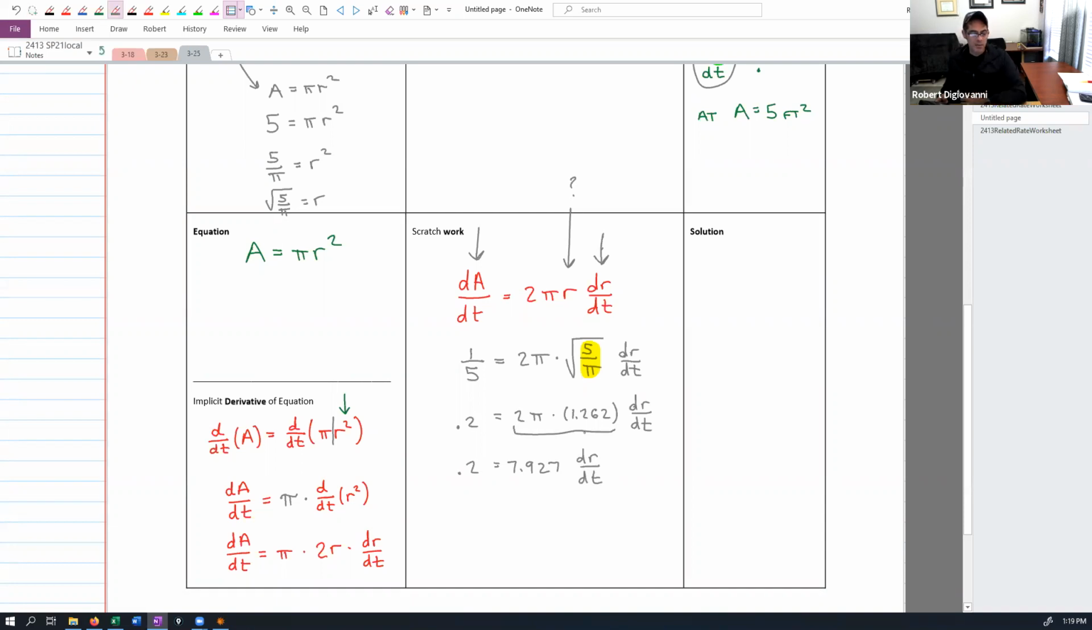And finally, I will divide both sides by 7.927. I get about 0.025 is dr dt.